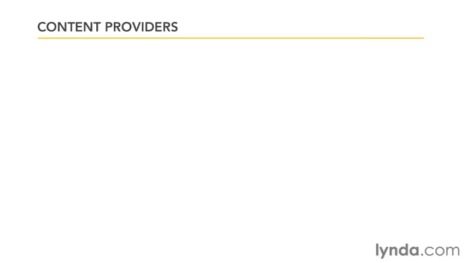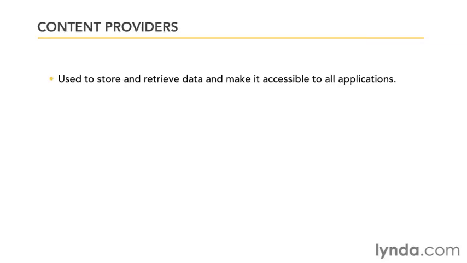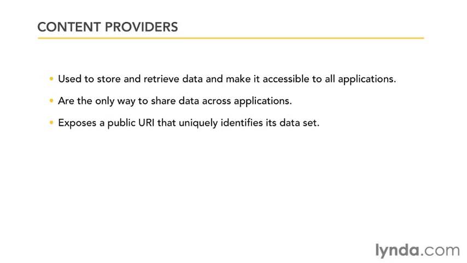So content providers are used to store and retrieve data and make it accessible to all applications. Because by default, there is no way to share data across different applications. The only way to actually do it is to use a content provider. And the way this works is it actually exposes a public URI that uniquely identifies the data set. So if I have some data that I want to expose to other applications, I can create a content provider which these other applications can actually connect to.